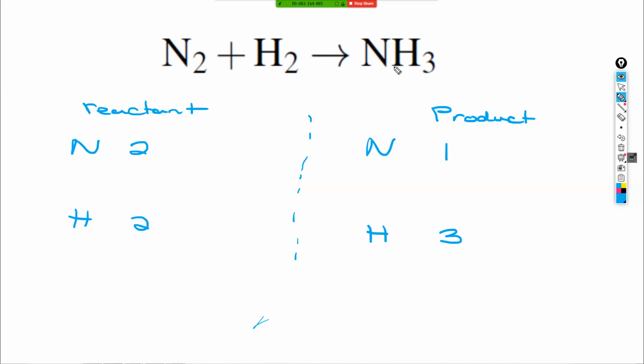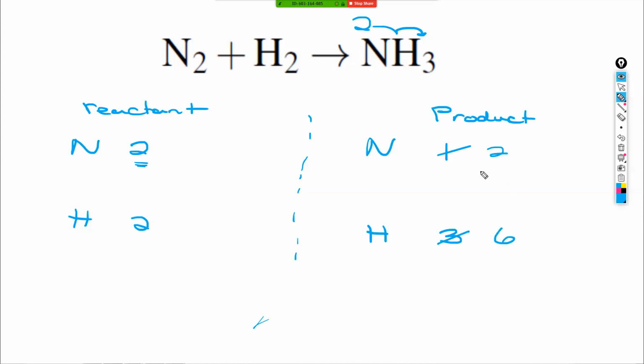So, what could I multiply 1 by to get it to 2? Because that's what I need. I need to multiply this 1 by what number to get to 2? A 2. So, I'm going to put a 2 up here as a possible coefficient. Now, because it's a coefficient, it gets applied to everything. So, 2 times 1 is 2. Okay. 2 times 3 is 6.